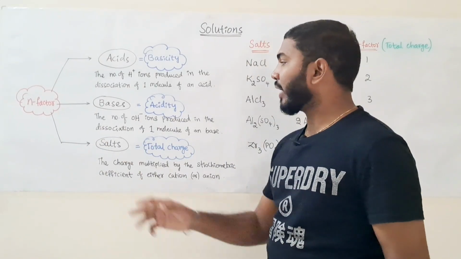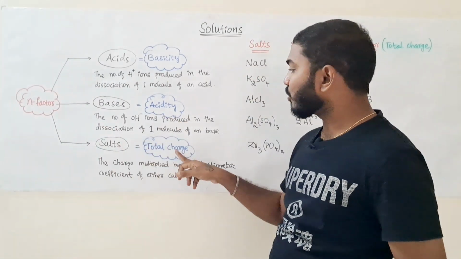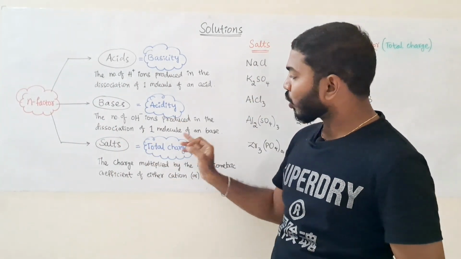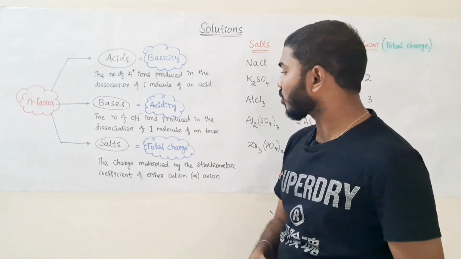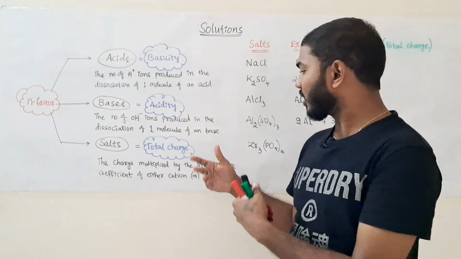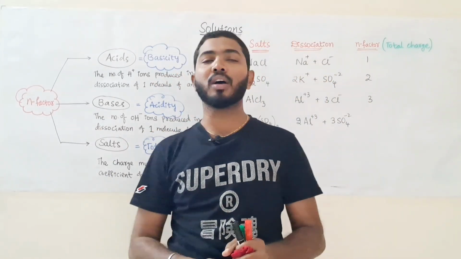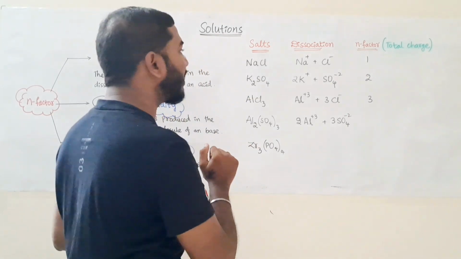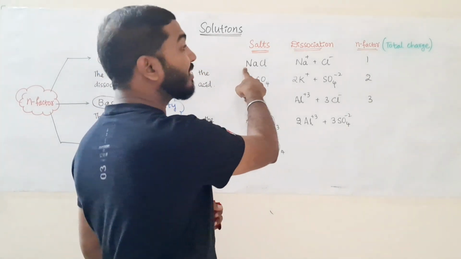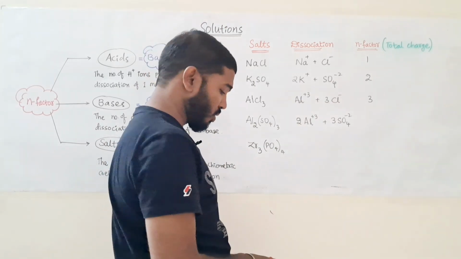So let's move on to N factor for salts. Generally, N factor for salts, we take it as the total charge. So how do we define this total charge? The charge multiplied by the stoichiometric coefficient of either the cation or the anion, we take it as the total charge for salts. So now, if that is the case, I have given a few examples, and I'll give some more for your practice.